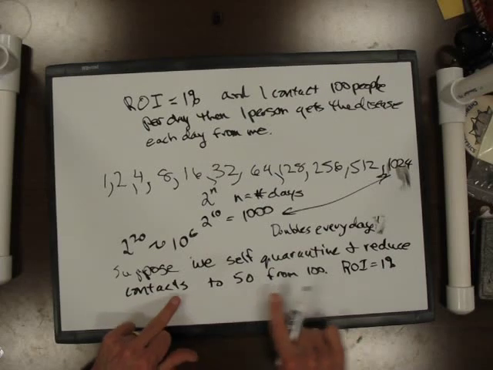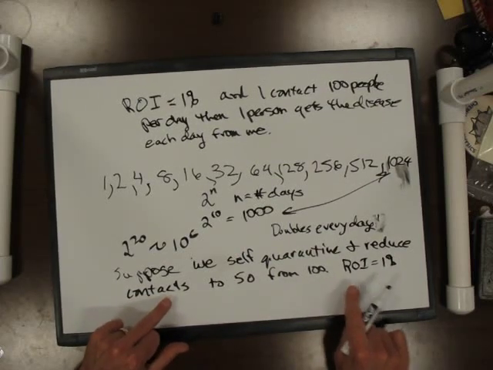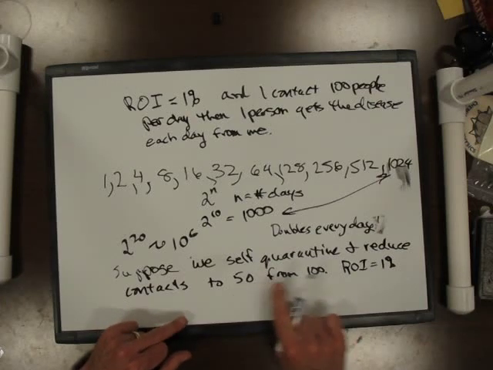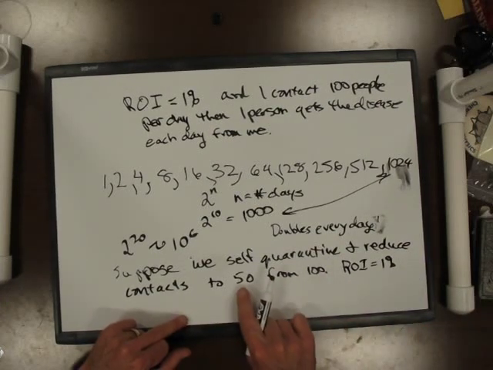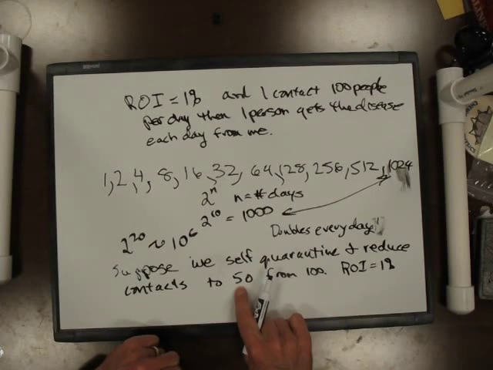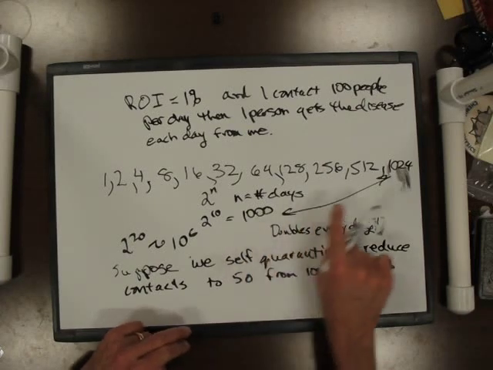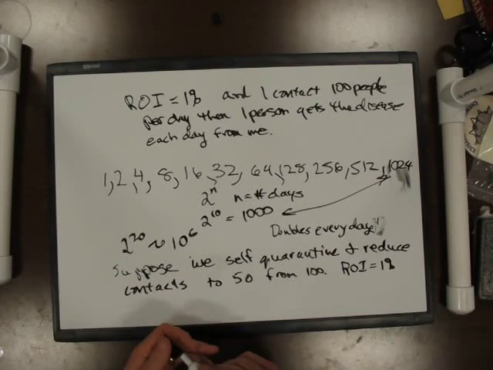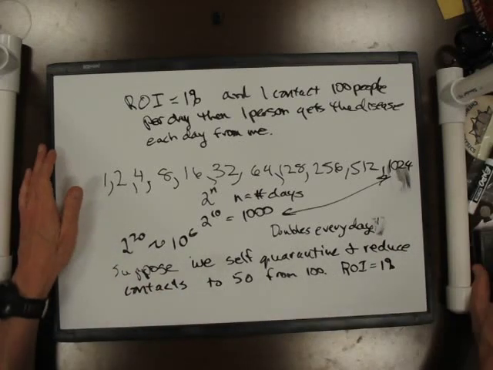So now I'm going to ask you, what does this one do, right? And so I'm going to erase the board. You can stop the video and ask yourself, what happens if I have a rate of infection of 1%, I have 50 contacts per day. After 10 days and after 20 days, how many people have been infected, right? And so let's talk about that.